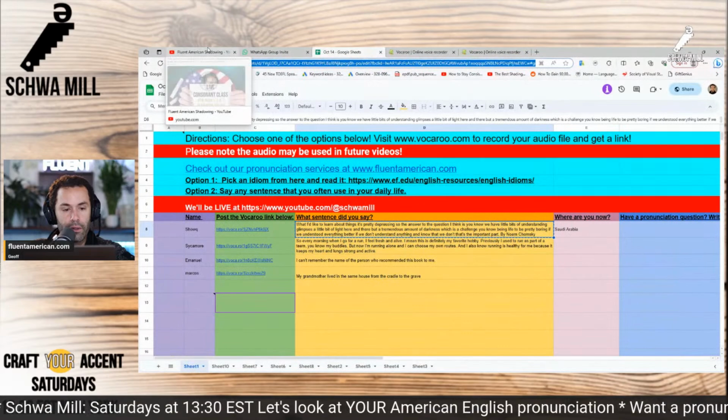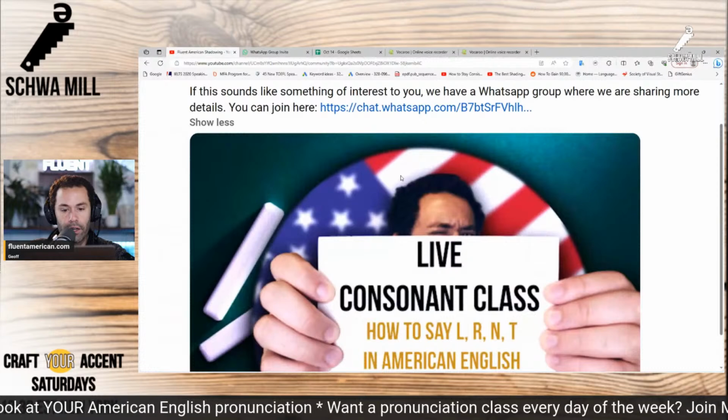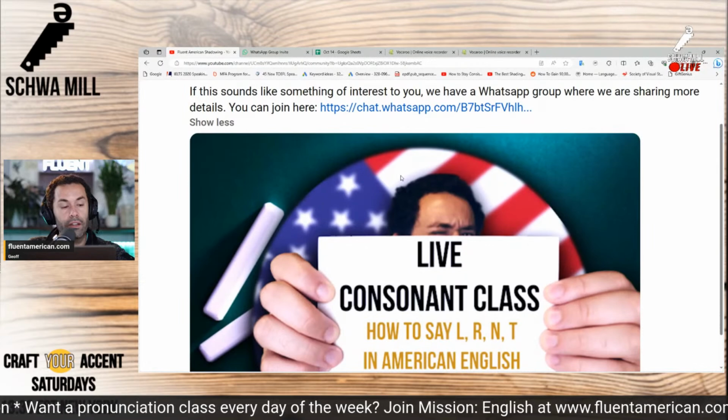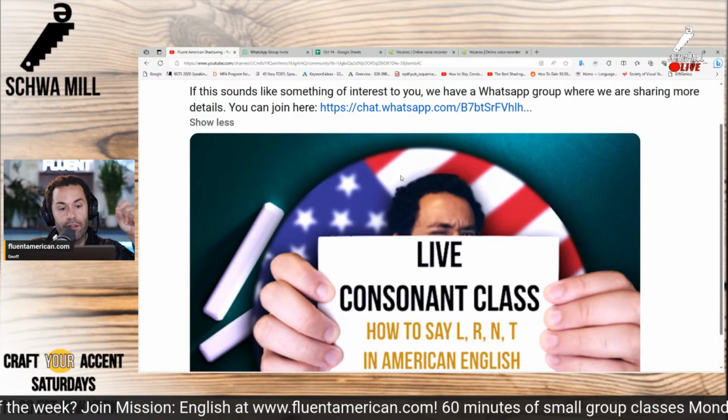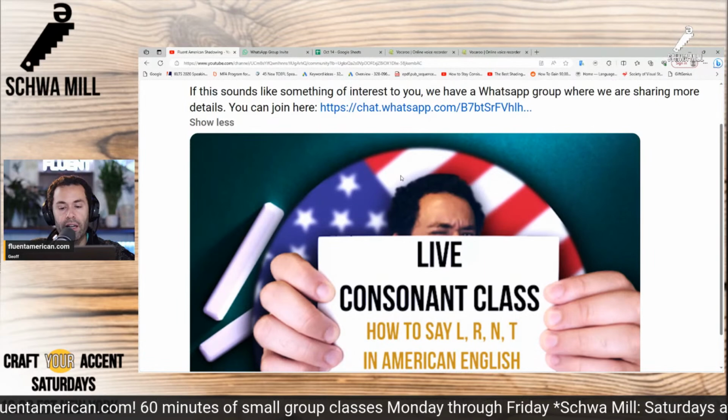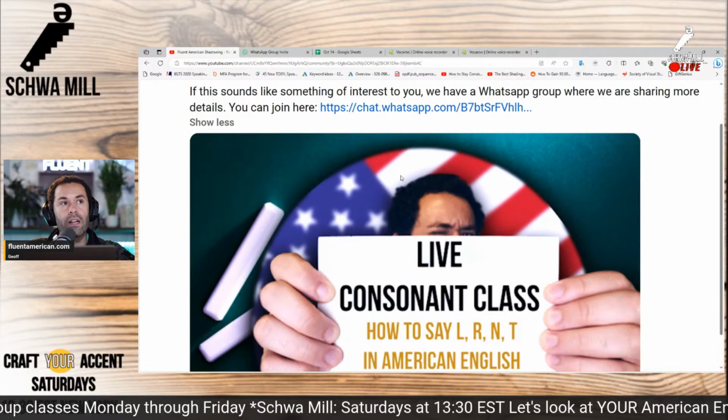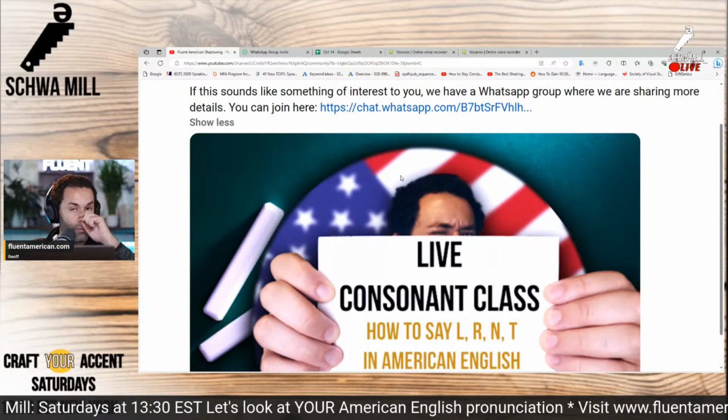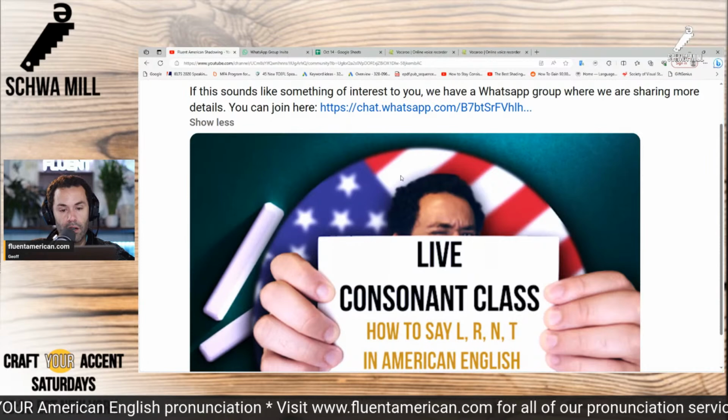Okay, we're specifically targeting L, R, N, and T sounds. We're targeting these sounds because we see it over and over again. Students are mispronouncing these letters, and these letters are having a huge impact on the quality of people's words because they are modifying how your vowel sounds sound. If your vowel sounds don't sound right, then your whole word can start sounding very unnatural. We want to target all of these consonant sounds to make sure that you have an idea of how to get these words sounding more natural when you talk.